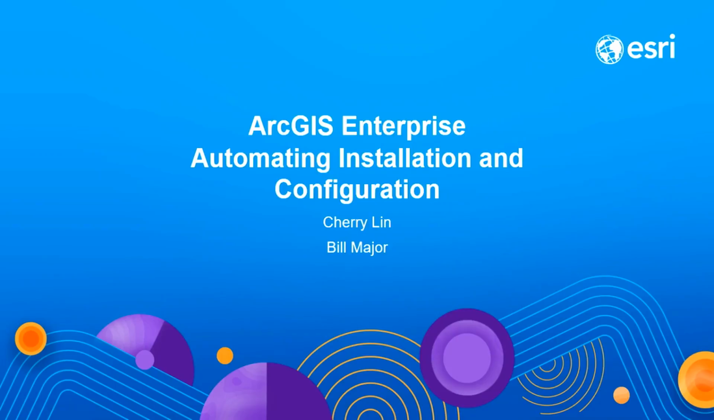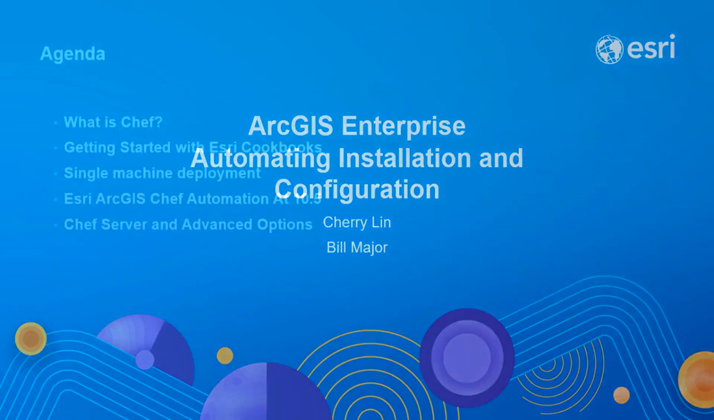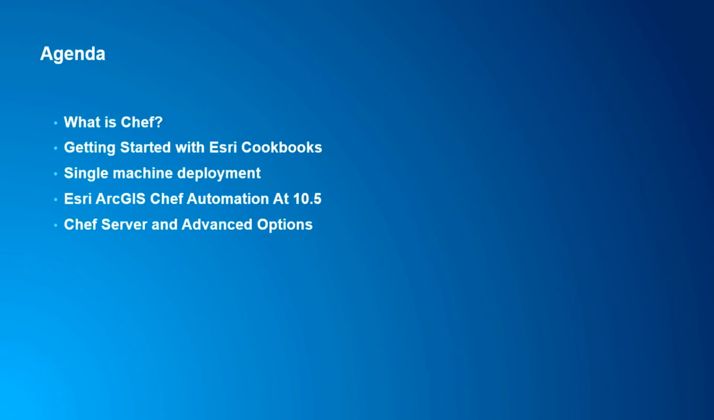I think I'll just sit down here. Oh, I'm Bill Major, by the way. I guess I'm supposed to introduce myself. I'm with Professional Services from the Vienna, Virginia office. And I'm Cherry. I'm with the core development team, and I'm the product engineer on the Chef project. Right.